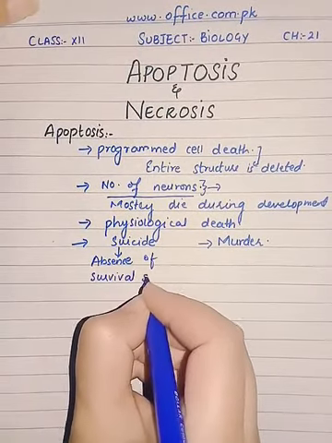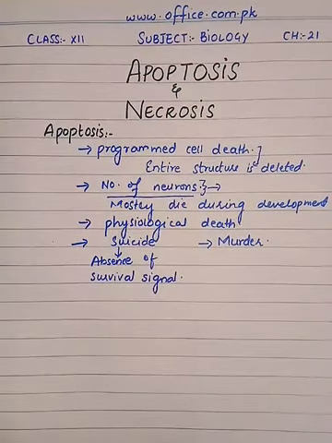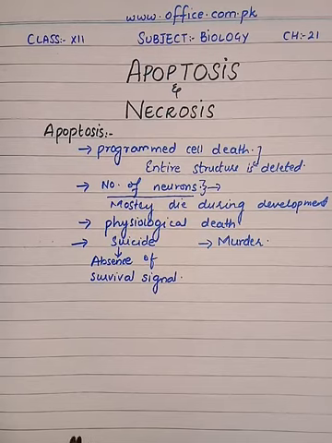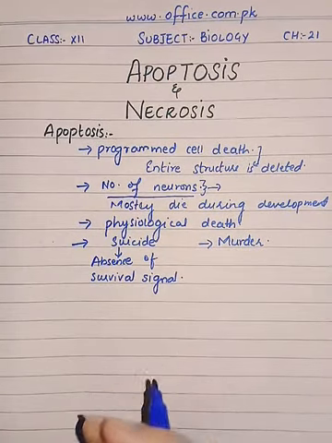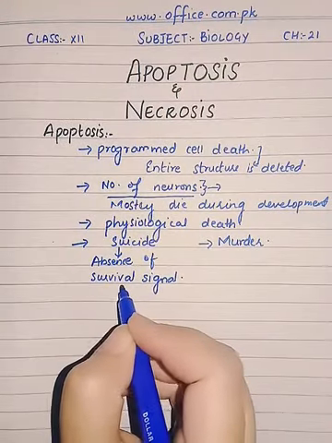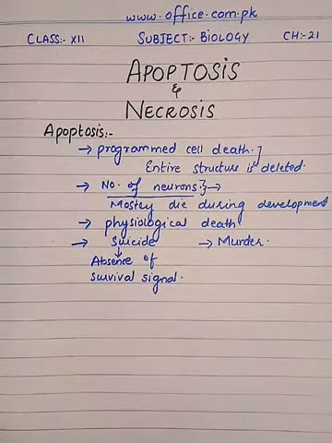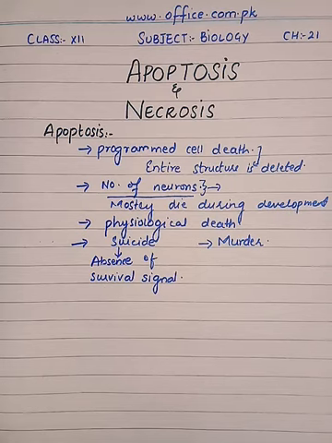For example, the cell is not receiving its nutrition, the cell is not receiving its proper oxygen supply, or its waste materials are not taken out of it, so it will become toxic, and ultimately, because its survival is limited, it will commit suicide. You know, suicide is generally an adopted way for people who don't find any other way to survive. In the same way, the cells will commit suicide because they will not find any other way to survive.